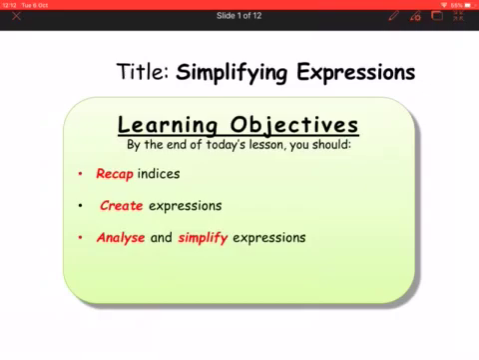We're going to look today at simplifying expressions. You may also see this called collecting like terms.